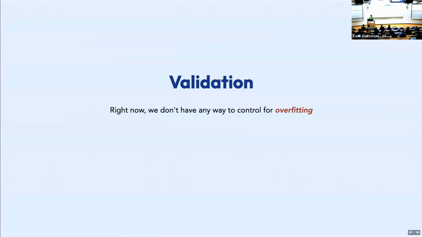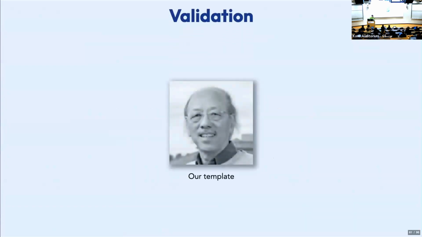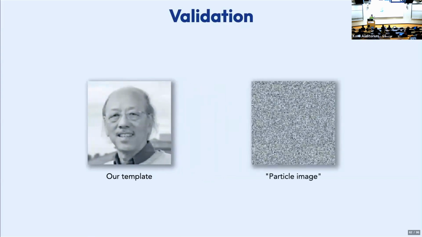It's going to. In CryoEM, you'll often hear people refer to this as Einstein from noise. There's a famous paper that coined this phrase, where you can find a picture of Einstein with his tongue sticking out in random noise. So I actually really did this for this workshop. Here's our template. We're going to find Einstein in noise. Here's the template, and we're going to use our particle images. This really is pure Gaussian white noise. I generated this by hand.